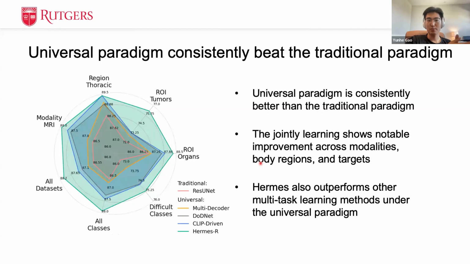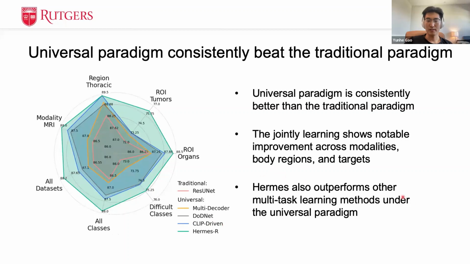So let's see the results. In this radar plot, we show the comparison between the universal paradigm and the traditional paradigm. We also show the comparison between other multitask learning methods and Hermes under the universal paradigm. The number here is the average DICE score. The red curve here is the traditionally trained ResUnet, trained separately for separate datasets. We can see that methods trained with the universal paradigm consistently outperform the traditional paradigm in terms of average performance over all datasets, all classes, or even on the difficult classes. We define a difficult class as a DICE score lower than 80.